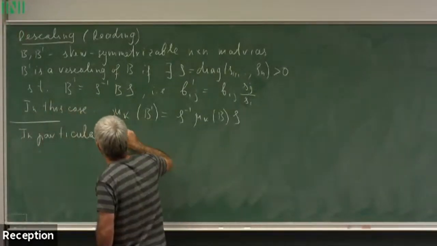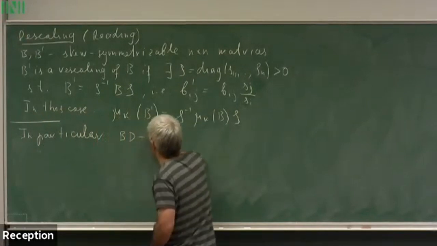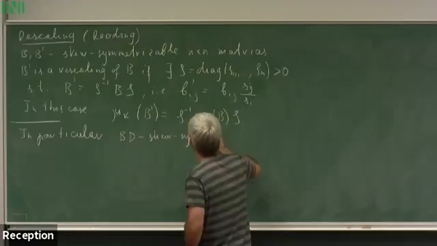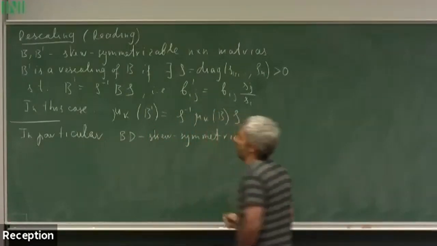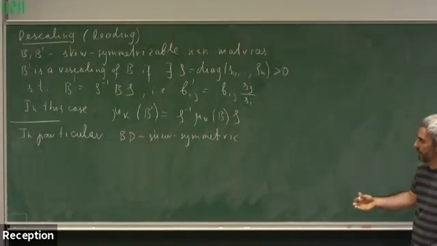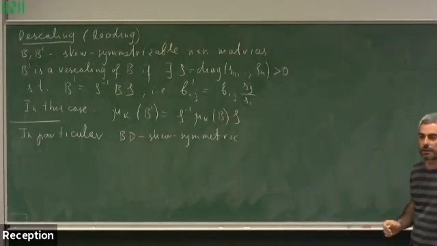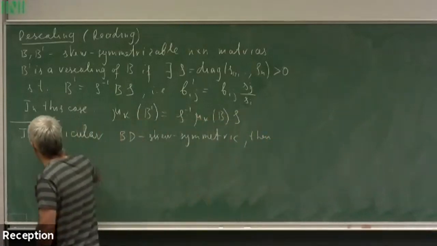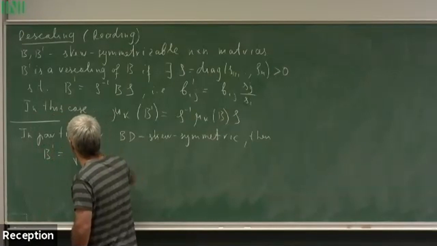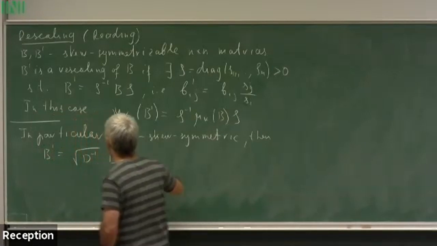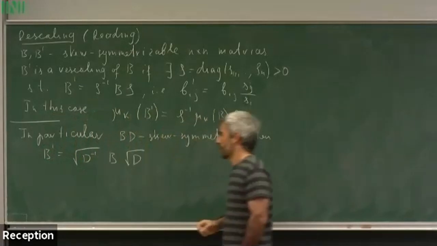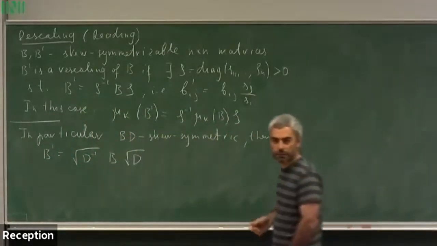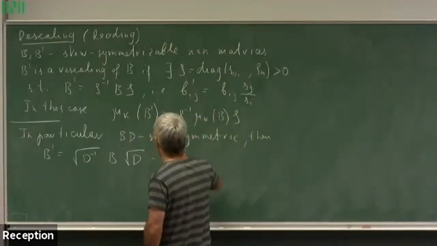In particular, if we take a positive diagonal matrix D such that BD is skew-symmetric, which skew-symmetrizes matrix B, then we can take B prime, which is the square root of D inverse times B times the square root of D. And it is not a very difficult exercise to see that this is skew-symmetric.